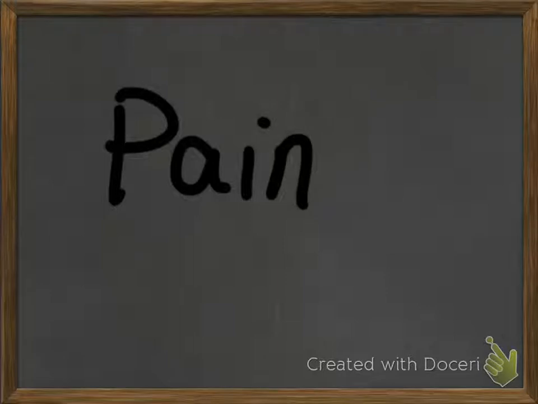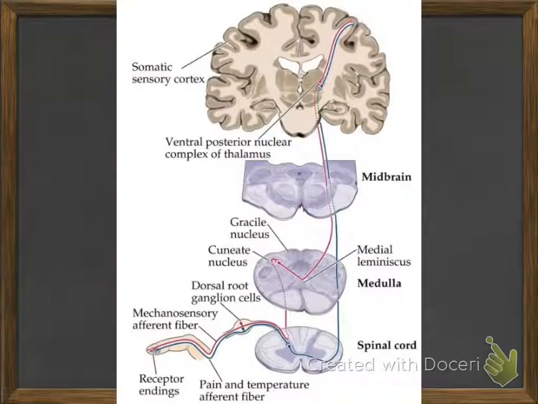Pain. Pain information crosses to the contralateral side of the spinal cord at once. The pathways then continue to the brain via the spinothalamic tract. This axonal pathway begins in the spine, then ends in the thalamus. The spinothalamic tract conveys pain, temperature, and crude touch.